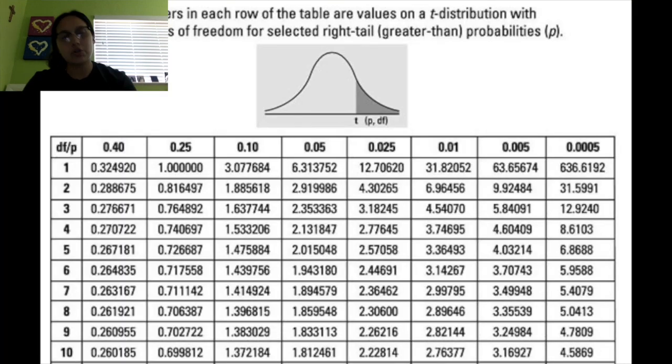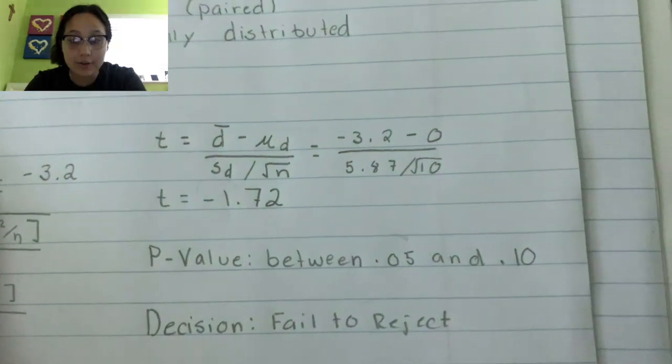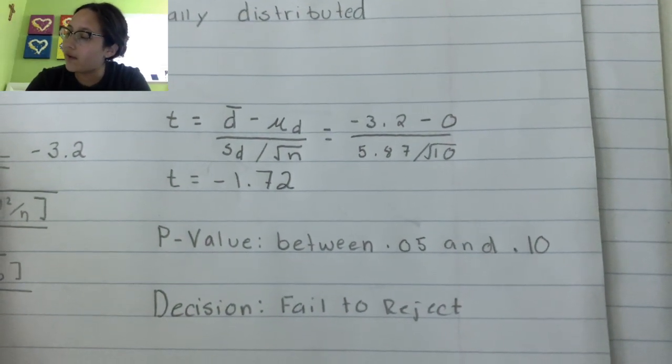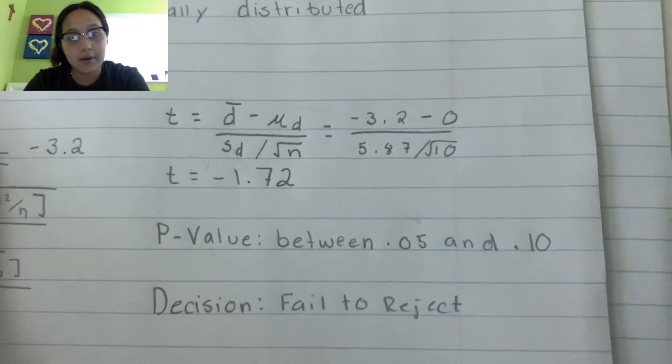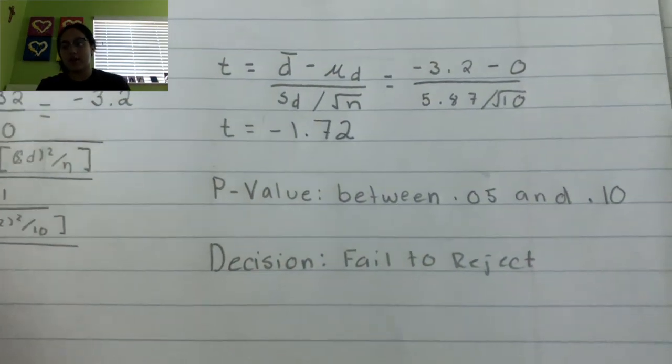So then you could search online and find a t-table. When you look at that t-table, you have to go to degrees of freedom 9, because the degrees of freedom is equal to n minus 1. And then you find that your p-value is between 0.05 and 0.1. So your decision would be to fail to reject.